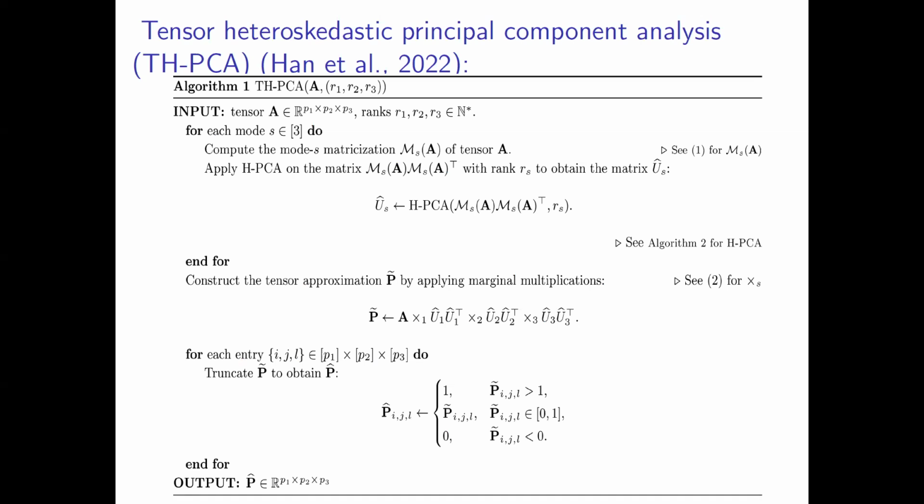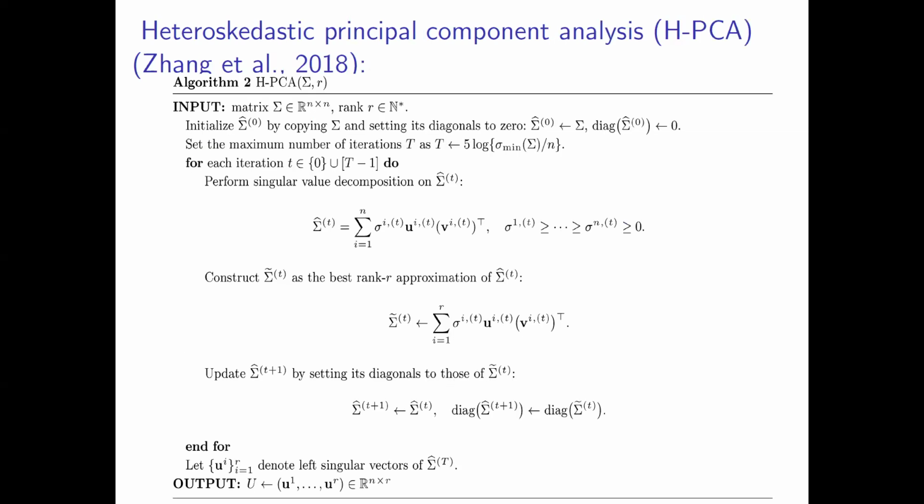And then we do the second dimension, and then we do the third dimension, and then we project A onto that thing, and that's the final tensor that we get. And the heterogeneous PCA, basically what it does is just to find a lower rank representation.